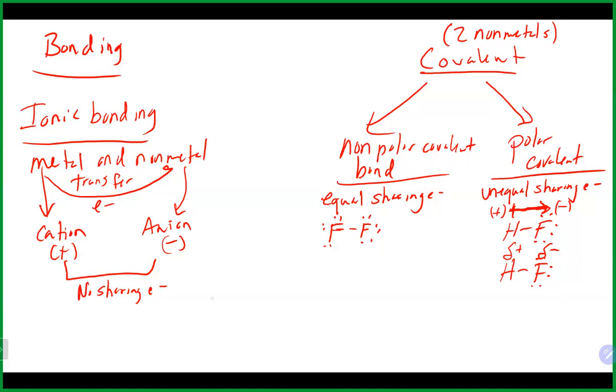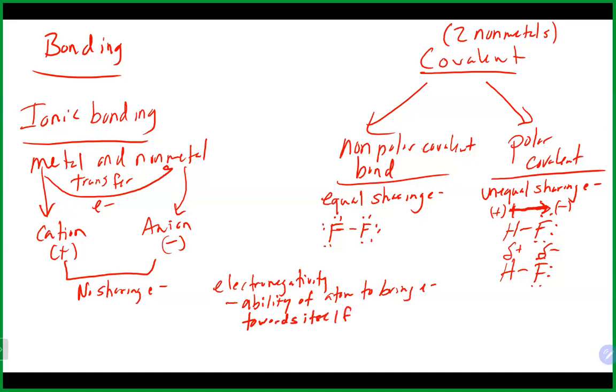And a reminder that electronegativity is the ability of an atom to bring electrons towards itself, and on the periodic table increases as you go up and to the right and decreases as you go down and to the left. And it is fluorine that is the most electronegative element that you could have.